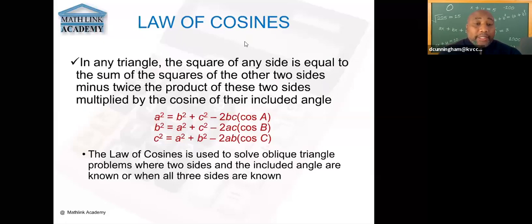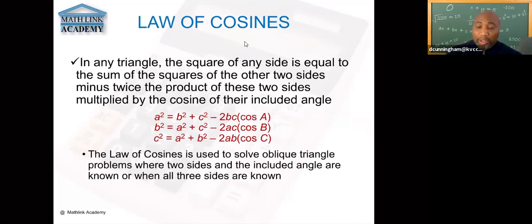Law of cosines: in any triangle, the square of any side is equal to the sum of the squares of the other two sides minus twice the product of these two sides multiplied by the cosine of their included angle. Now, if you see here in red, these three different formulas are basically the same formula. If you just use one of the formulas and understand the concept, it is okay.